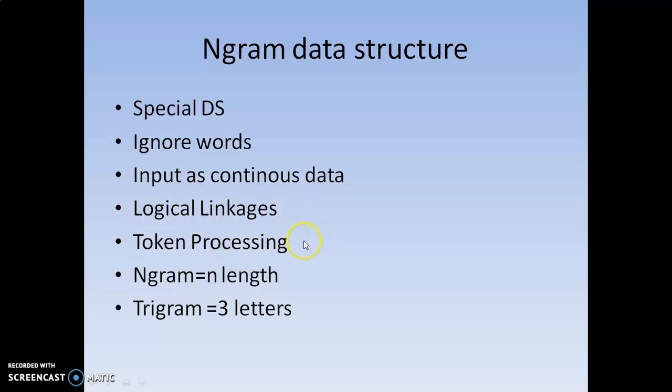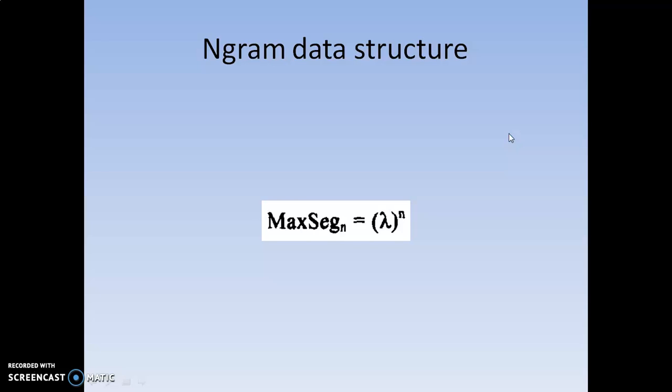And token processing, Ngram, n length, digram 3 letters, bigram 2 letters, like that. It will implement some kind of formula, max and sec n is equal to lambda to the power of n.